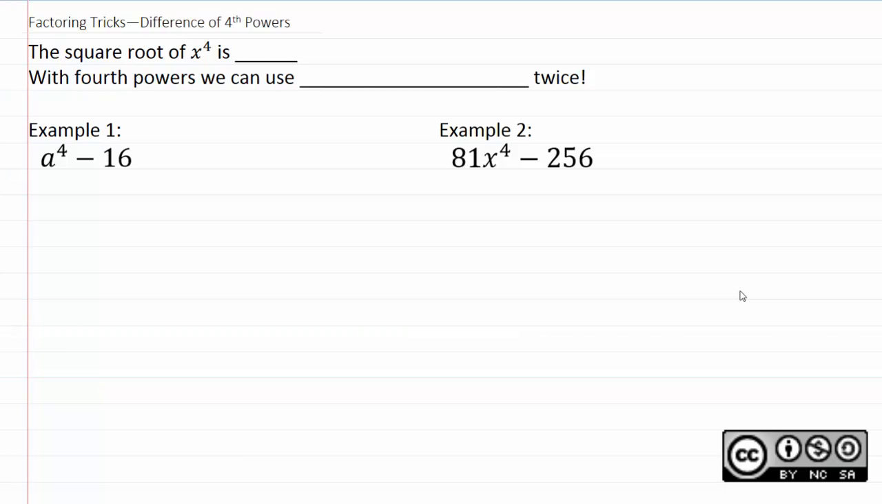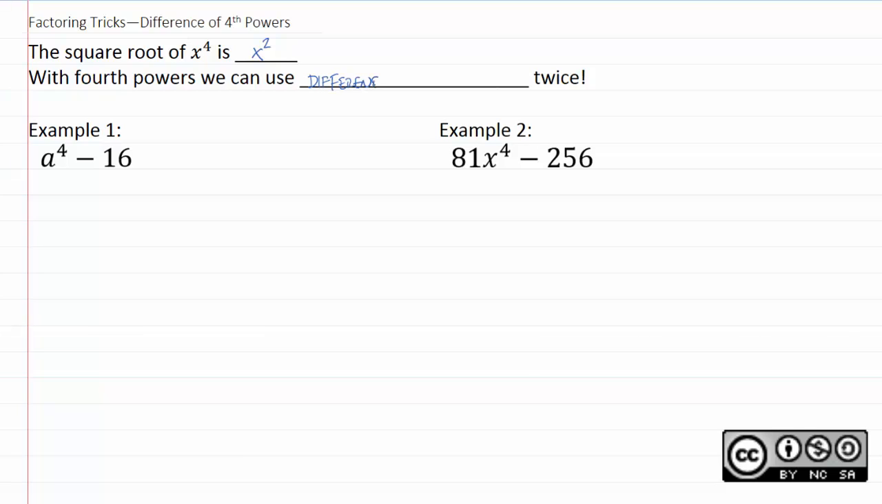We've seen second powers and third powers now. The next logical step is to take a look at fourth powers. As it turns out, fourth powers are not very hard as long as you remember that the square root of x to the fourth is x squared. We can actually just use the difference of squares twice, and that will take care of it.